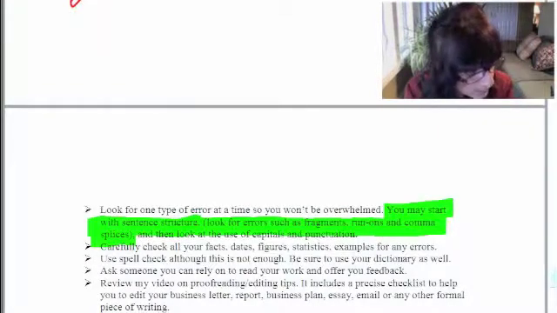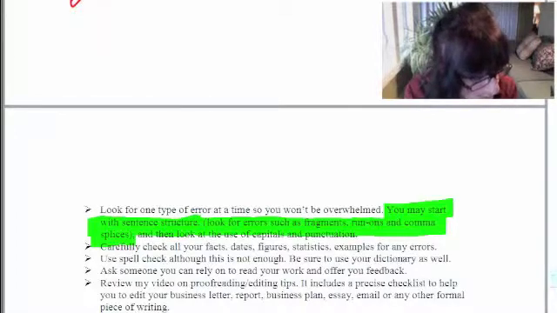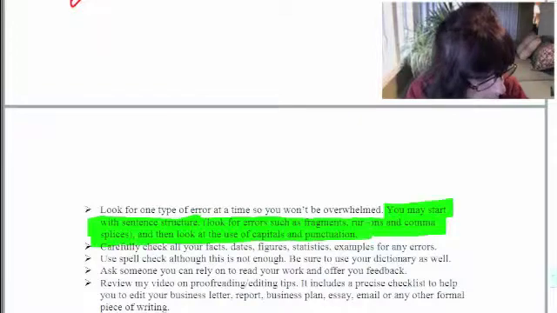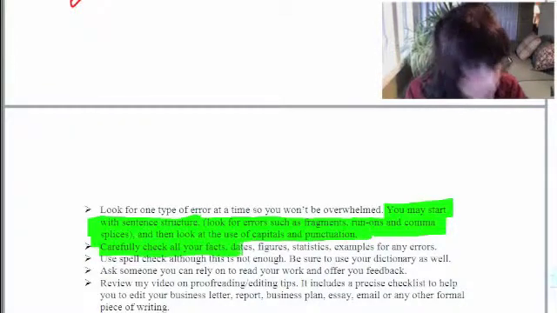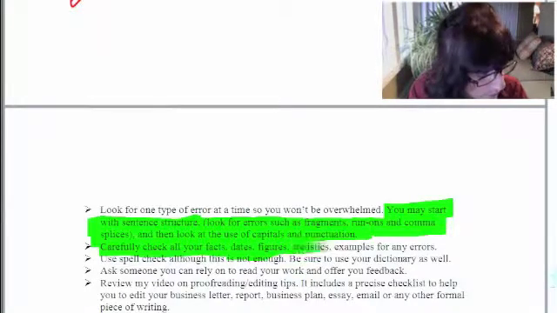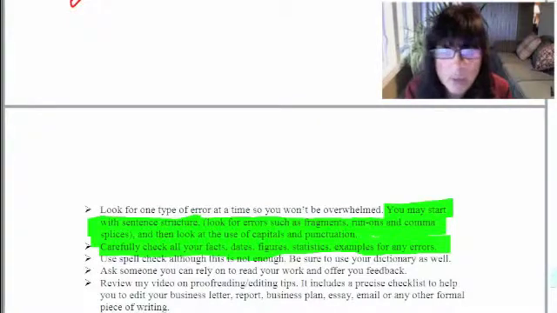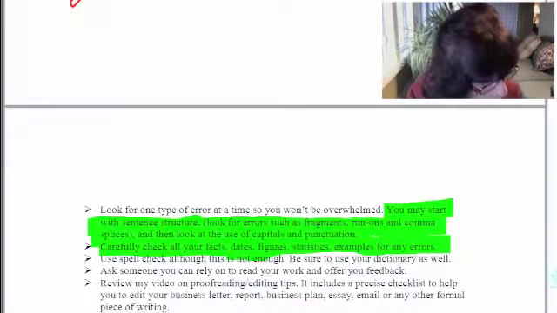Then after you look at errors in sentence structure, now look to see if you have all your capitals and your punctuation. Then you could carefully check all your facts. Are your facts correct? Are your dates accurate? Do you have figures, statistics? Any examples that are incorrect? Because you don't want any false information on your paper.